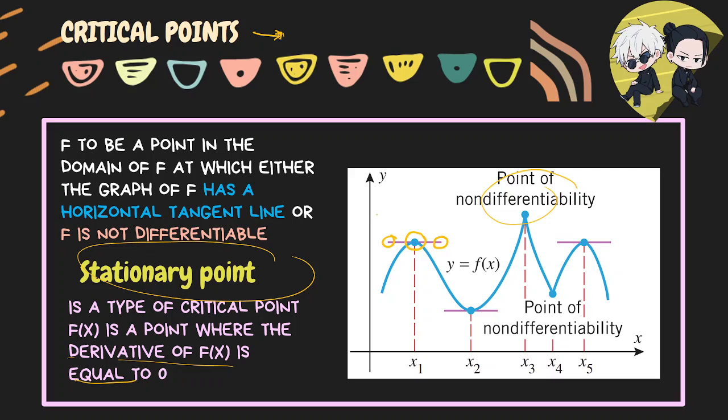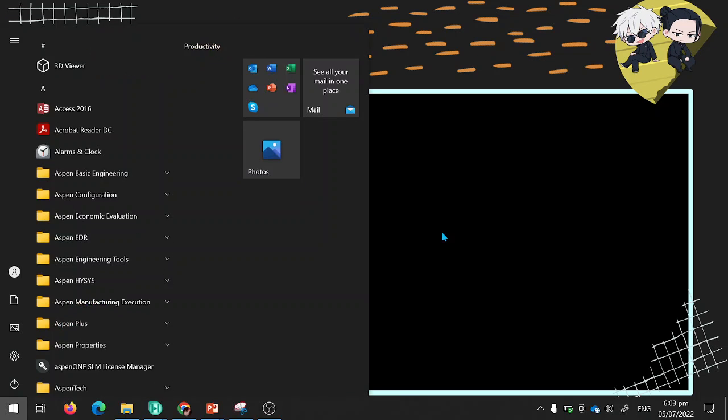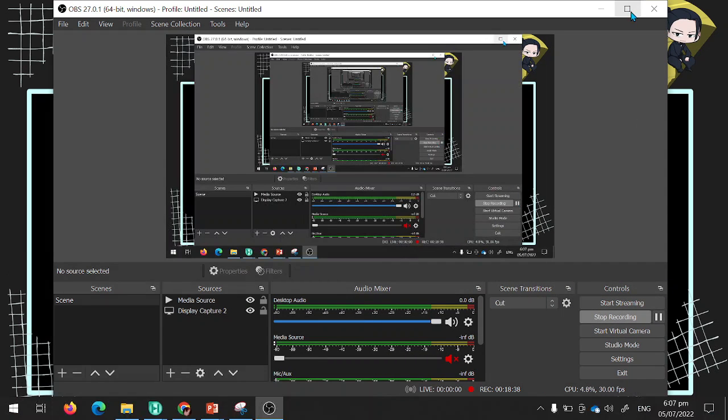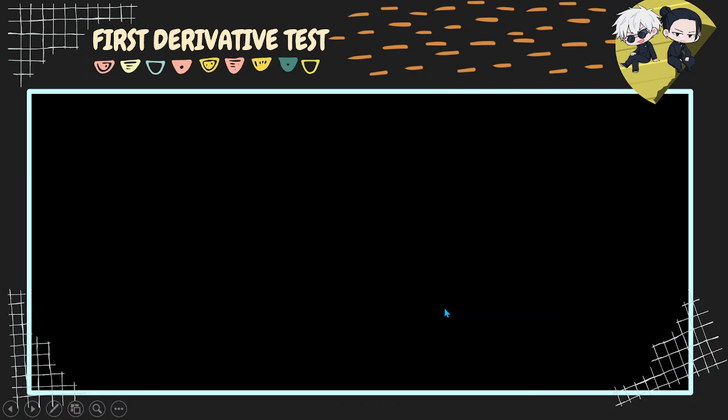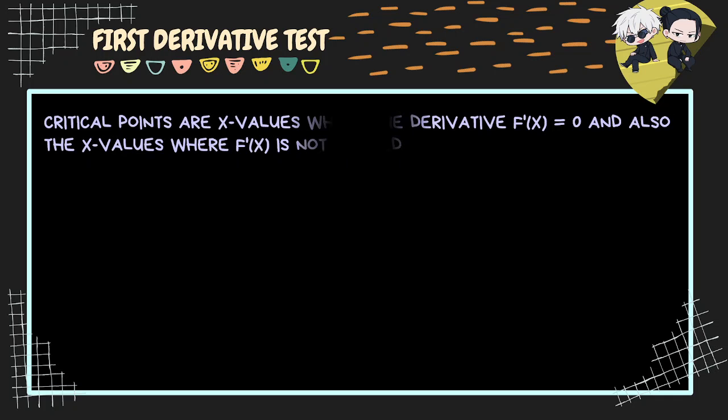So, yun yung dun natin matatagpuan yung mga critical points. Sa stationary point at sa point of non-differentiability. Okay? So, we've already discussed that. So, what is first derivative test? Okay, the first derivative test actually would tell us if some interval is increasing or decreasing. So, we need to classify our critical points if it has a relative minimum or a relative maximum. No? So, what is the steps in finding a derivative test?